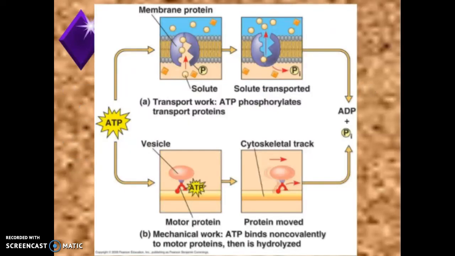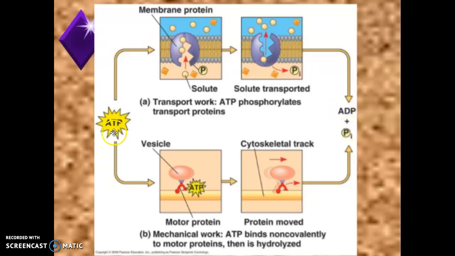So here's an example. This is essentially the sodium-potassium pump. We've got a membrane protein. It's got a solute that's pushing things out, that's pulling things in. Next to that, ATP is phosphorylating the transport protein. See that phosphate group right there and right there. So the ATP activates this protein. As a result of the process, it gets dephosphorylated, and we end up with ADP and a free phosphate.